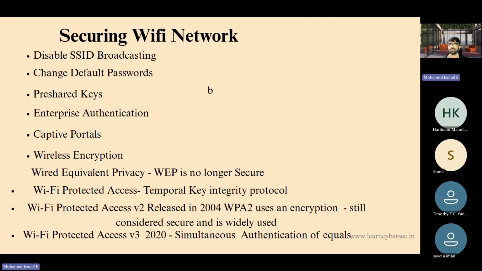The home Wi-Fi broadcasting is disabled, so Wi-Fi scanners cannot detect it automatically. If attackers come and scan your place, they cannot find the Wi-Fi. This is one way to secure Wi-Fi.